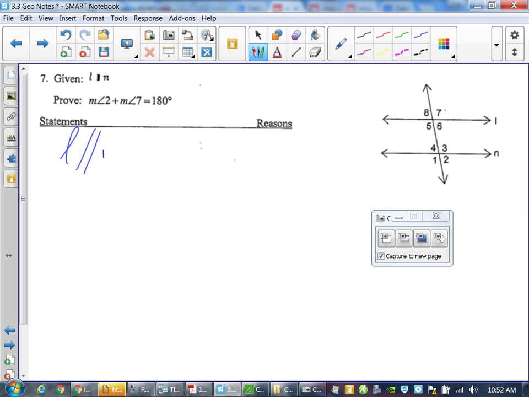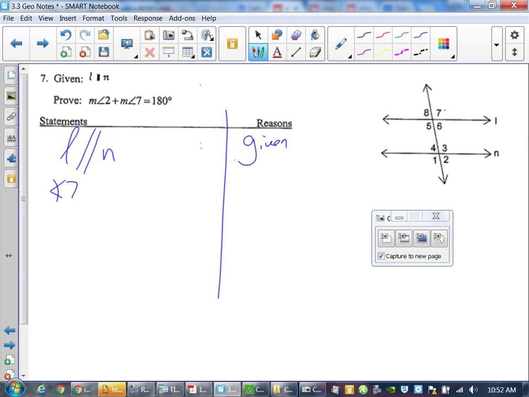Mine was kind of like, show me the way with some work. I think I did it right. So you need to show that angle 2 and angle 7 are going to be 180. Now, the easiest thing to do is to start with something that already equals 180. For example, which ones? I used angle 7 and angle 6. Angle 7 and angle 6 equal 180? Why? Because they're a linear pair. Perfect.